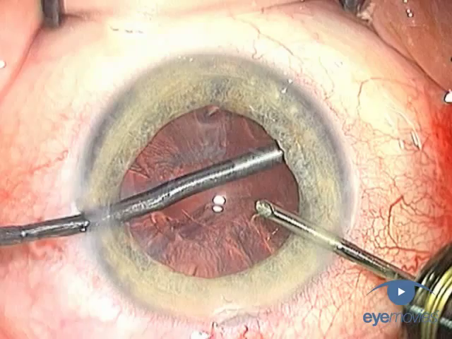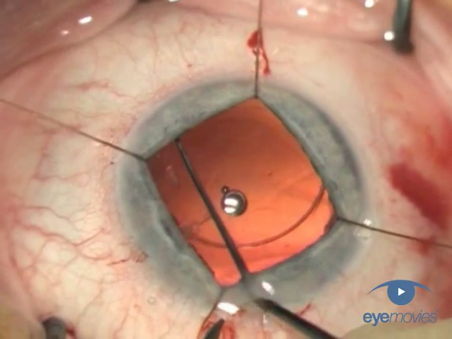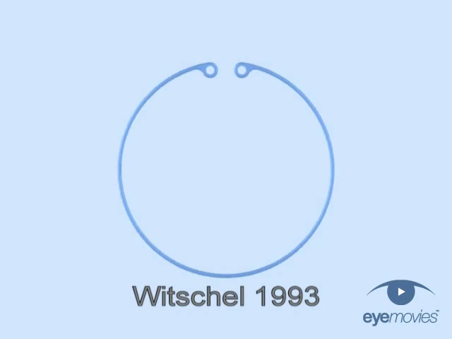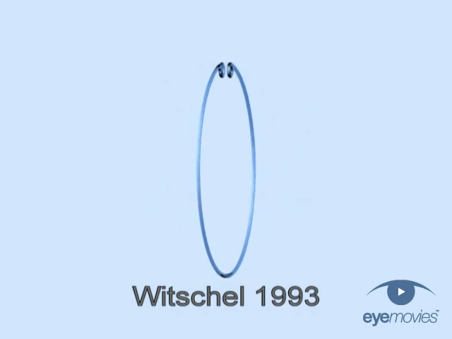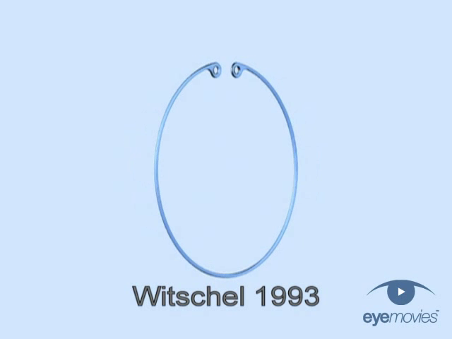The presence of weakened or broken zonules has always presented a significant surgical challenge, but it's only relatively recently that we've had the means available to take some effective action. It was the introduction of the CTR by Witschel in 1993 that began the steady revolution in the management of zonular deficiency.